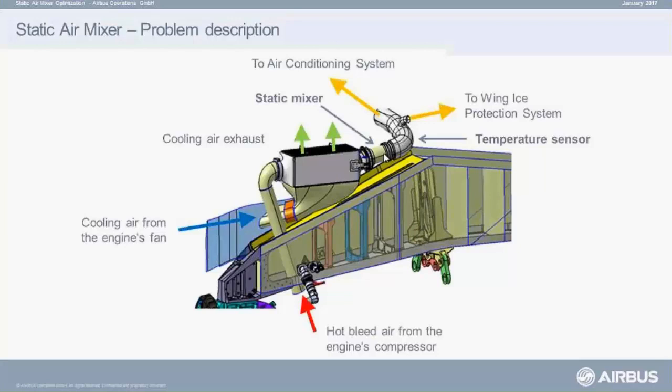And the second major part that we have is the wing ice protection system, something that Durell talked about earlier. And this offtake here includes also a temperature sensor. This is basically the input for the fan air valve and for the temperature control of this system.